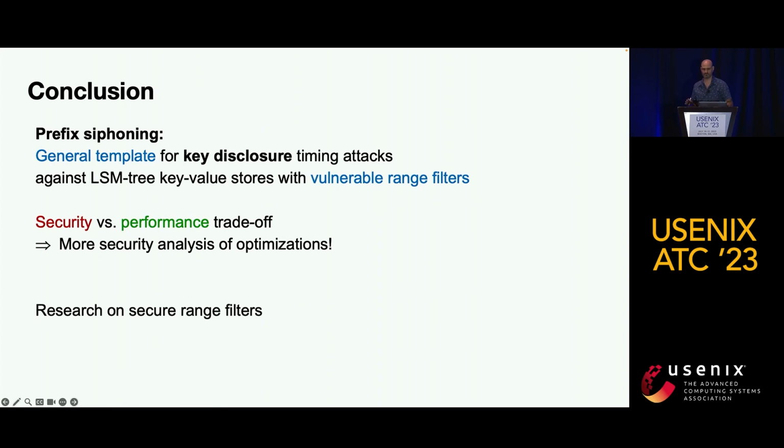To conclude, we point out that revealing keys can be a security threat in some cases. We introduced prefix siphoning, a general template for revealing prefixes or full keys by a timing attack. We showed that range filters make LSM-trees vulnerable to our attack if they have certain properties. An important property is that these range filters store information about key prefixes. Our results show how performance improvements, even in internal mechanisms, can lead to security vulnerabilities. And we hope that this focus on vulnerable range filters will inspire research on more secure filters.